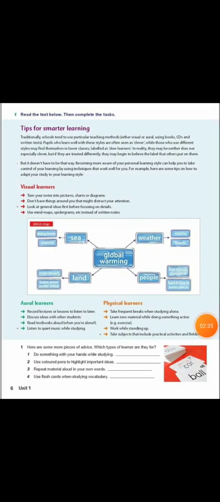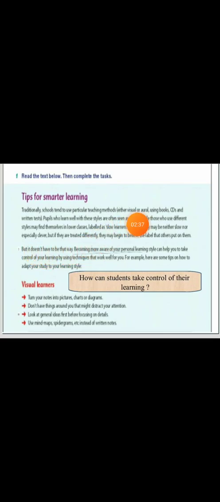Let us read our text now. Here we have 2 paragraphs. And here we have the main questions. We are going to find the answers too. The question is, how can students take control of their learning? First, let us read it together. Then we are going to find the answer to this question and the other questions in our exercise.